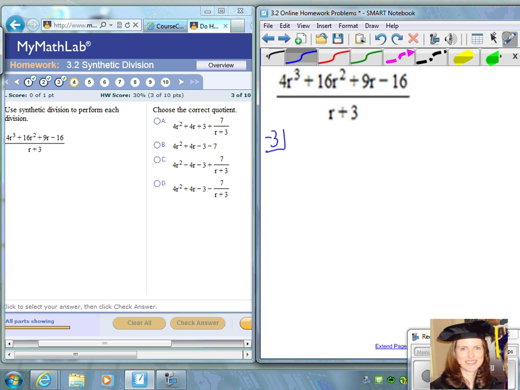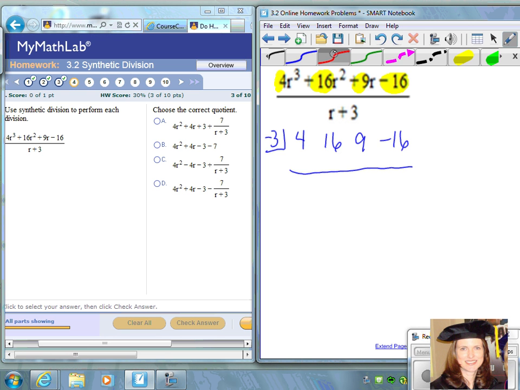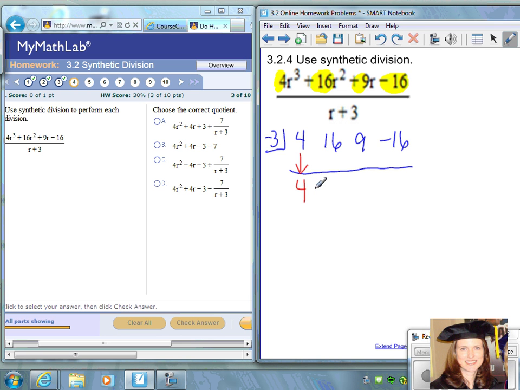And then we're looking at the coefficients: 4, positive 16, positive 9, and a negative 16. So we set those up. That's our setup. We leave the spot under the first coefficient blank. You always bring the first coefficient down.